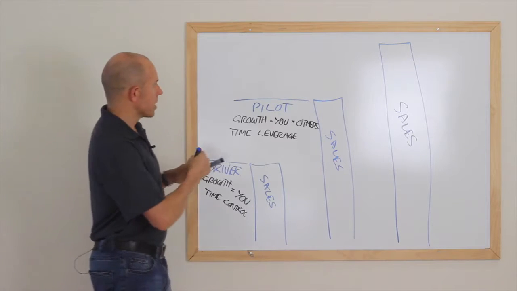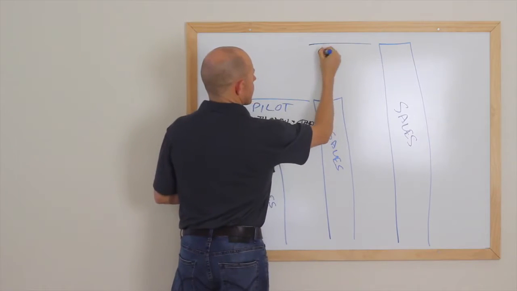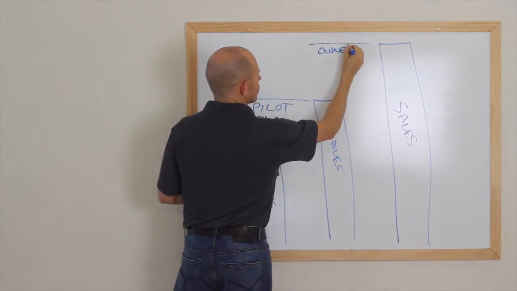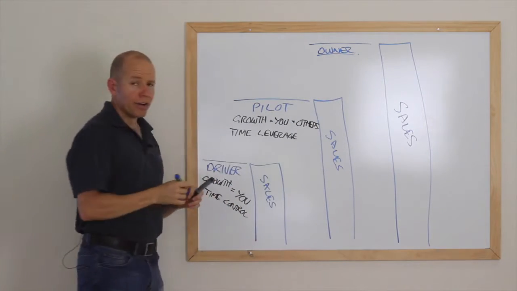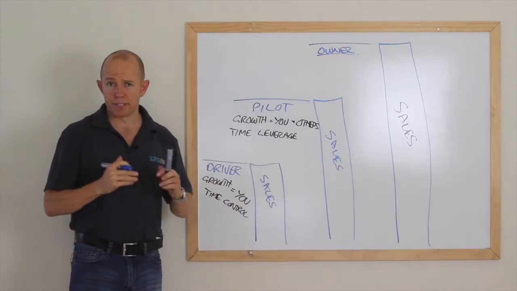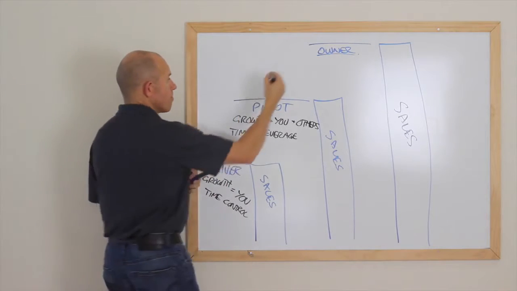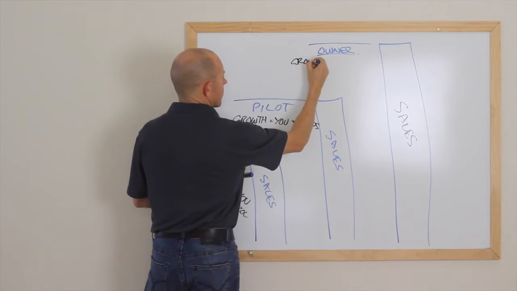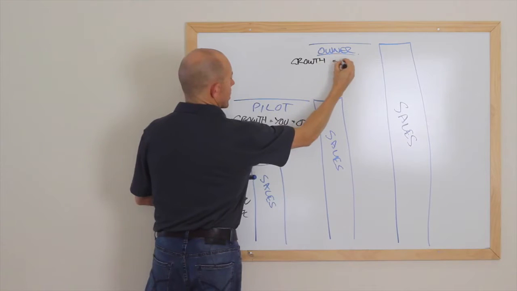Now, the last one is the owner. Think about this like the owner of the airline, right? The owner does not need to be there for their business to run. And so therefore growth just equals others.